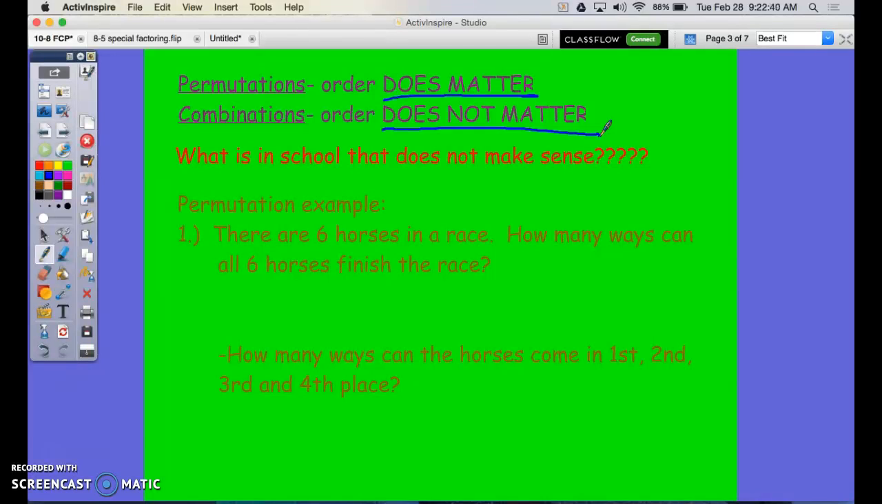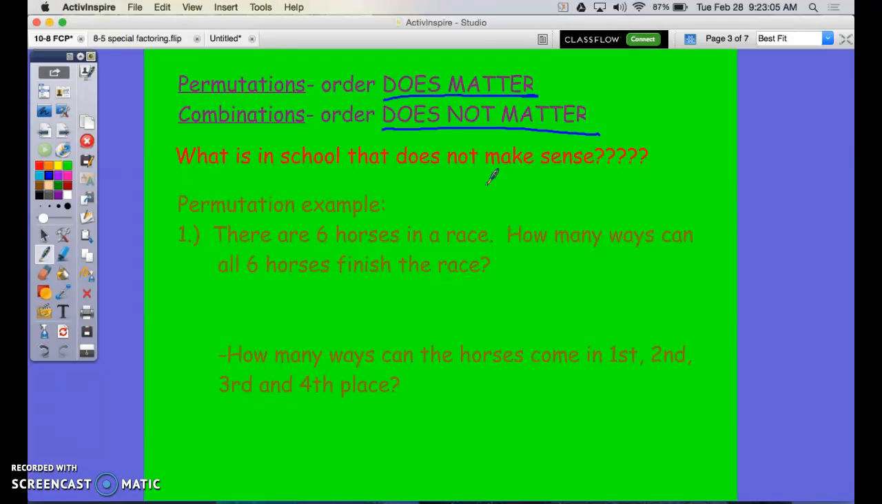But in this case, we think about what is in school that does not make sense. Well, you think about your locker. Why is that called a locker combination? Should be called a locker permutation. I've been pushing that with Mr. Demar for years now. He won't seem to budge on it, but we still continue to call them locker combinations, when in fact the order definitely does matter how we enter those into our locks.